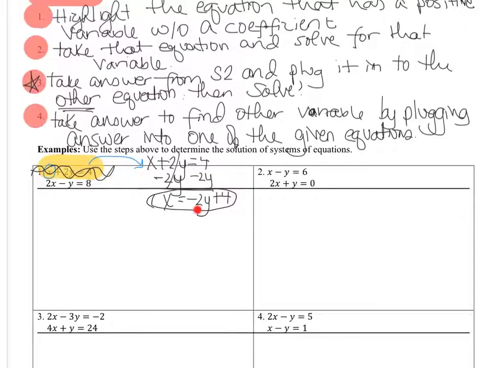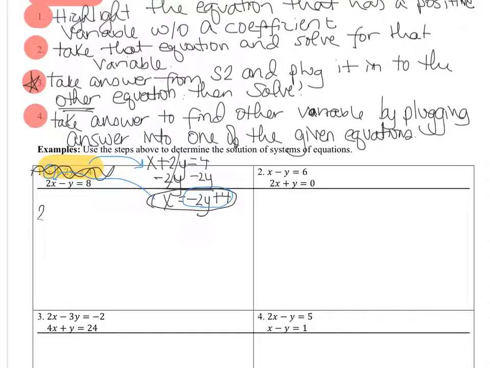So I'm going to take my answer, and every time I see an x in my bottom equation, I'm going to open up a parenthesis, and I'm going to substitute negative 2y plus 4. Whenever I see an x in this equation, I'm going to open up parentheses and plug in negative 2y plus 4. So I'm going to write down everything I see.